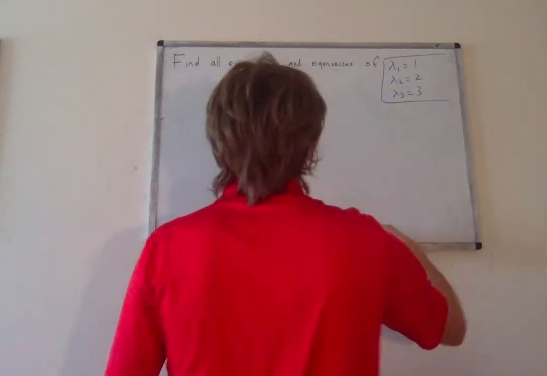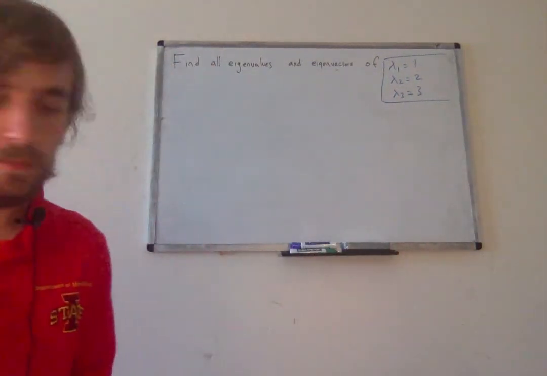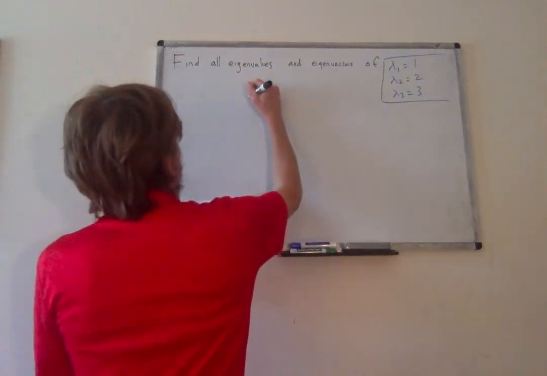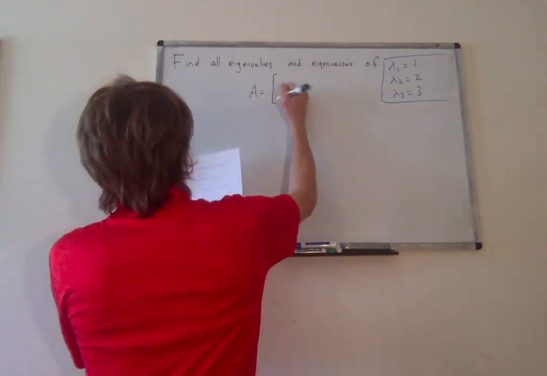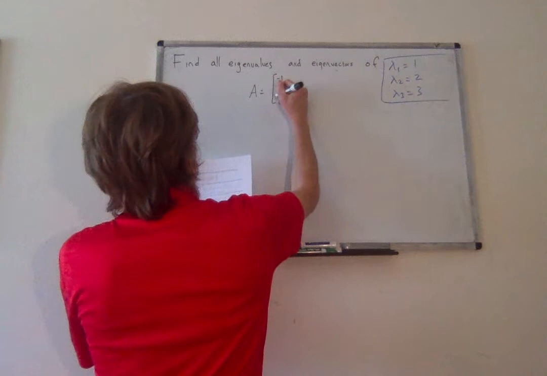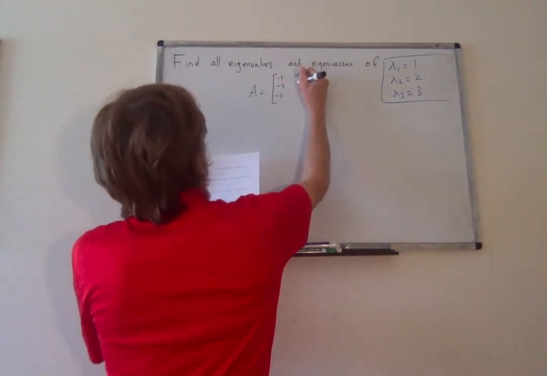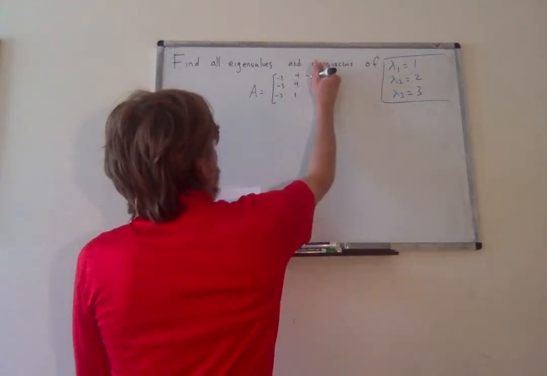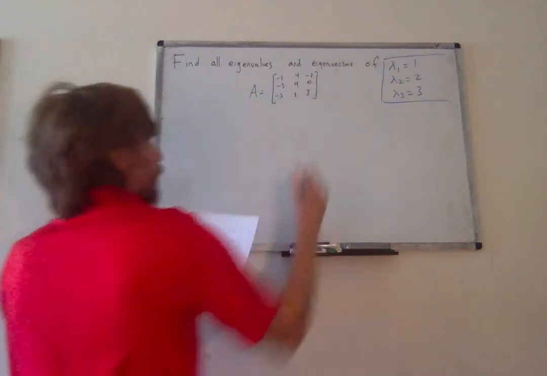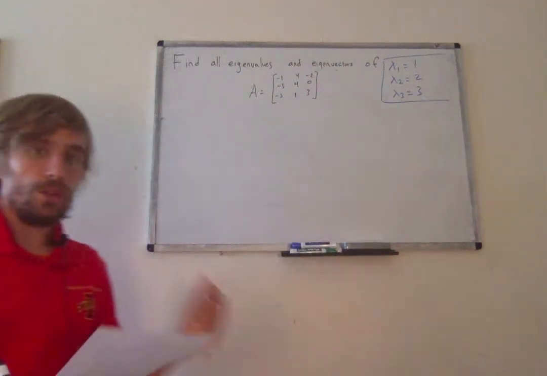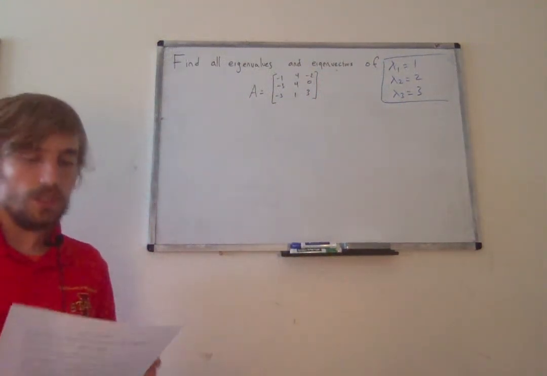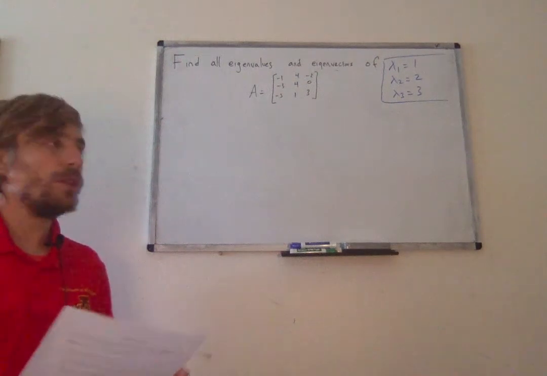Oh, I did not want to erase A. Sorry for that. I'll rewrite A on the board here. A is equal to negative 1, negative 3, negative 3, 4, 4, 1, negative 2, 0, 3. And unfortunately, we kind of have to work through each eigenvalue separately. So this is where I said the process can sometimes be a little lengthy.